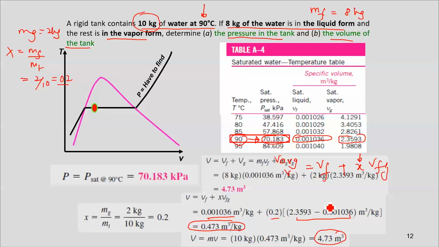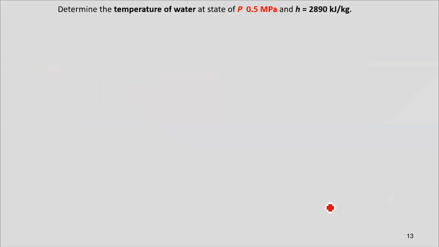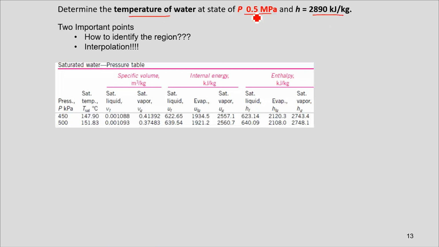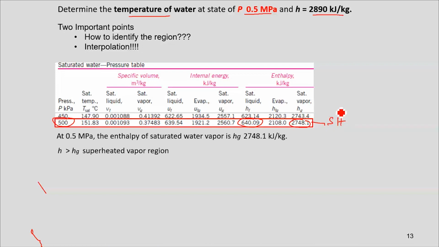Then comes the problem of superheated tables and interpolation. So you have to determine the temperature of water when the state is 0.5 megapascal and enthalpy is 2890. So the first thing is you have to identify the region. You'll go to the 500 kilopascal or 0.5 megapascal line, compare the value of h with hf. h is greater than hf, h is also greater than hg. That means you are in the superheated region. So at 0.5 megapascal, the enthalpy is greater than hg, so you are in the superheated region.